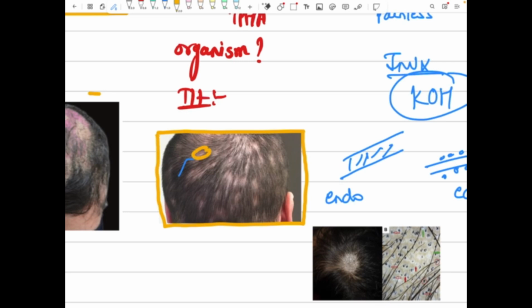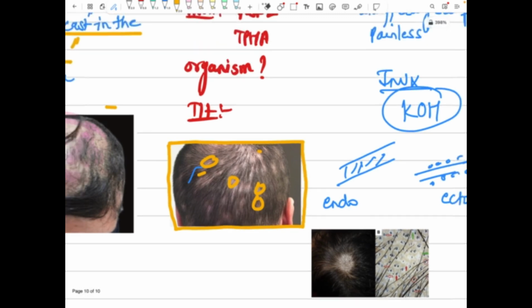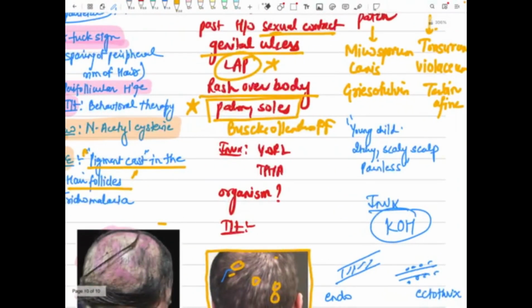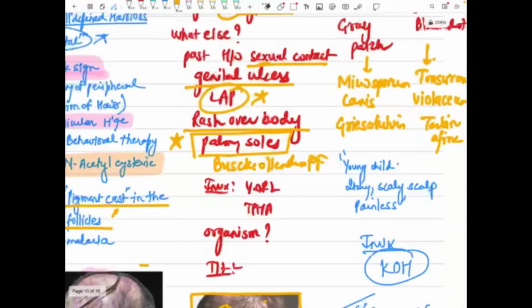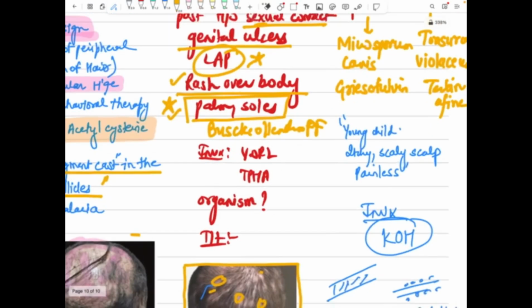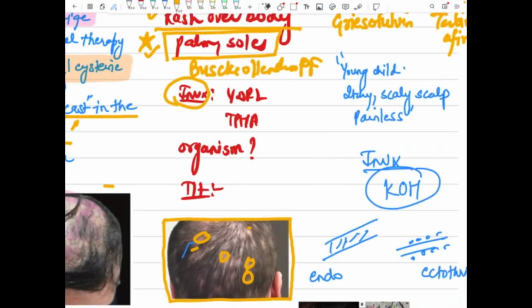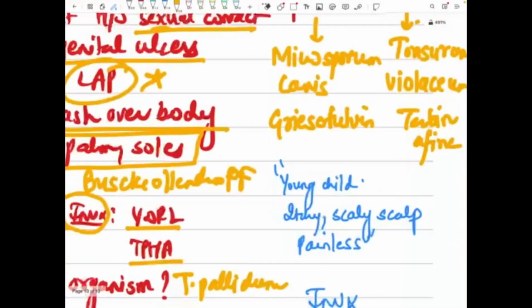There will be multiple patches of non-scarring alopecia along with certain hints. They will ask you what else do you look for? You should say you look for palm and soles, rashes over the body. What investigation is to be done? VDRL and TPHA. What is the organism? Treponema pallidum. And what is the treatment? You will treat it as per the stage of syphilis, that is, secondary syphilis.